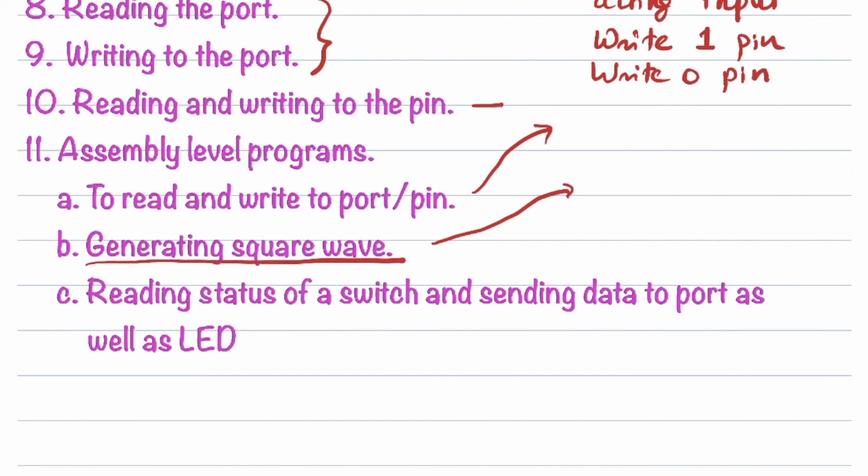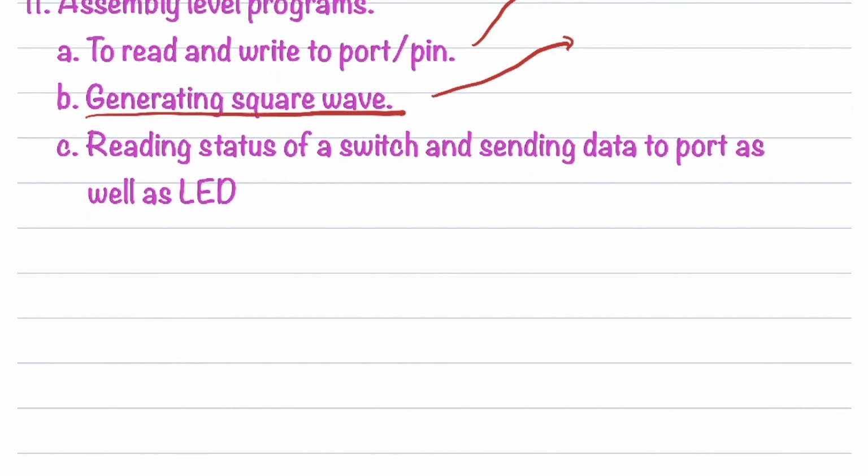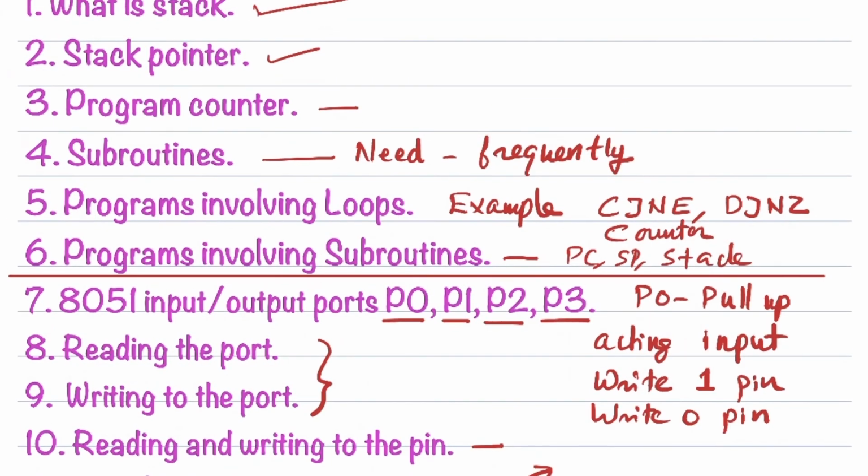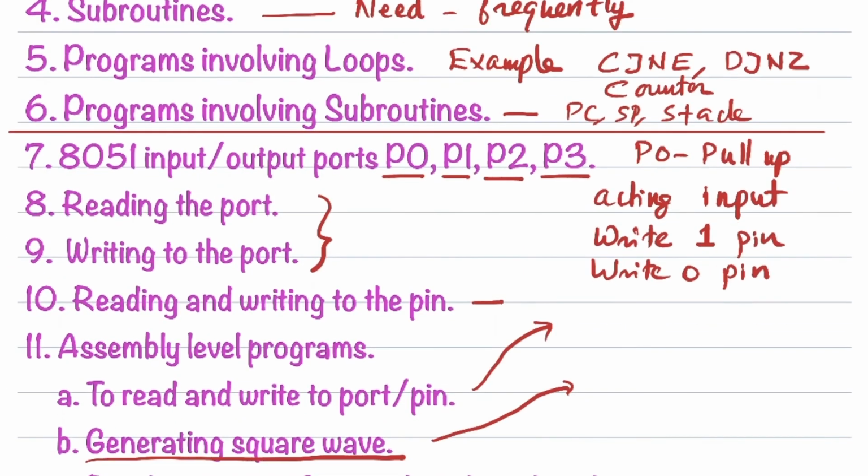And at last we have seen some sample programs in today's section. We have seen how to read the status of a switch, and how to send particular data to a port or a particular pin if that pin or port is connected to a peripheral, device or circuit like an LED. We have seen how to read the status and how to send data to this peripheral or LED. So these are the topics we have covered in this module 3.